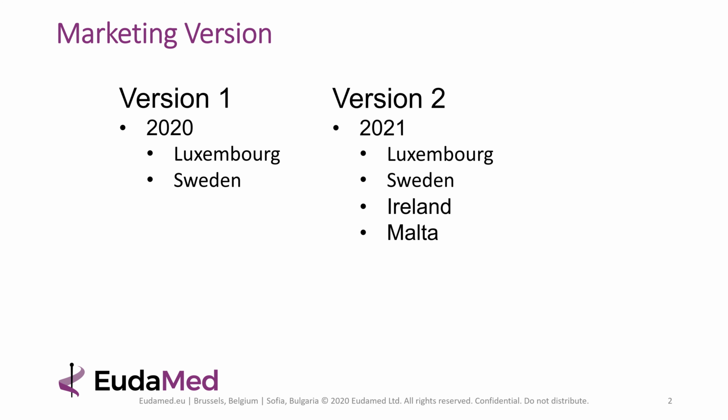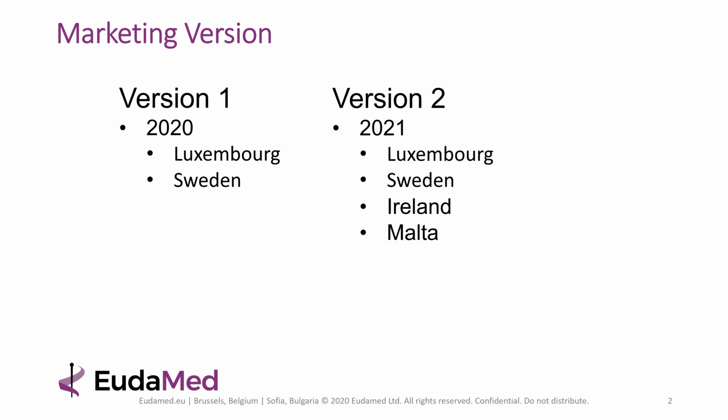In 2021 you decide to increase your market and you add a couple of countries, for example Ireland and Malta. Then you need to create another record for these within the Eudamed structure. You keep your Luxembourg and Sweden because you're still selling there, but then you add Ireland and Malta. This then becomes your version 2. So version 1 was your snapshot in 2020, version 2 is your snapshot in 2022.